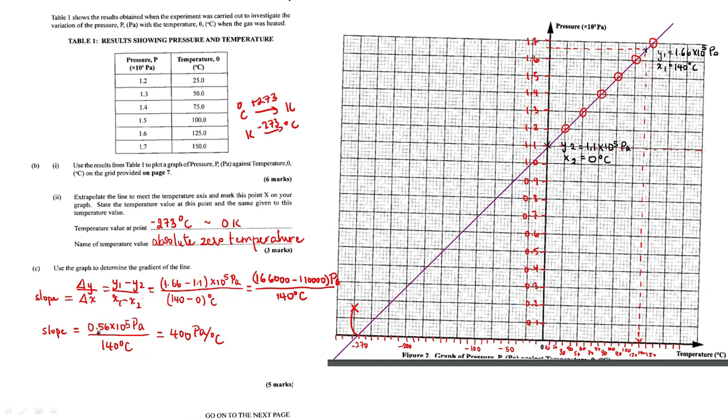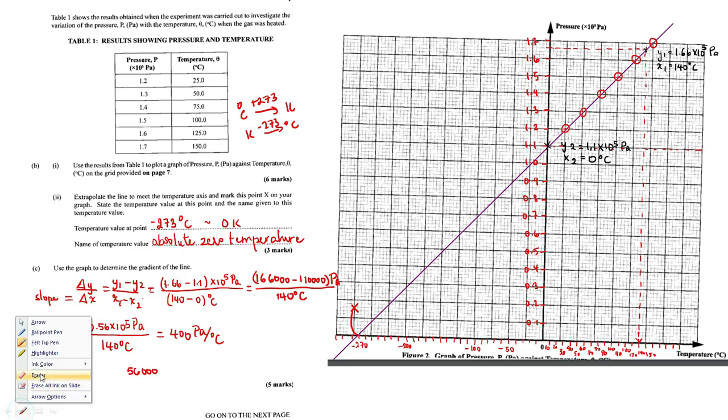If you move that 0.5 times to the right, we're going to start counting now because you're moving the point. This is 1, 2, 3, 4, 5, right? So you get the same number divided by 140. I got 400 pascals per degree Celsius.